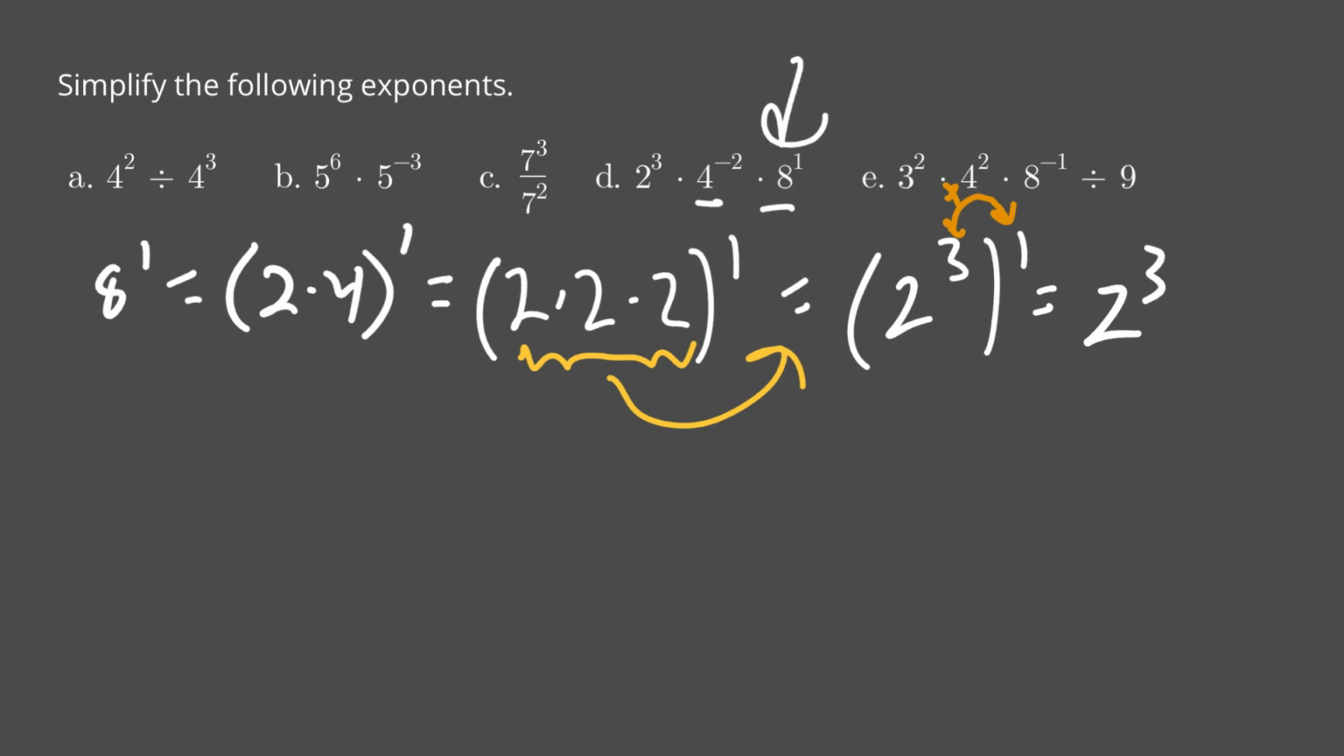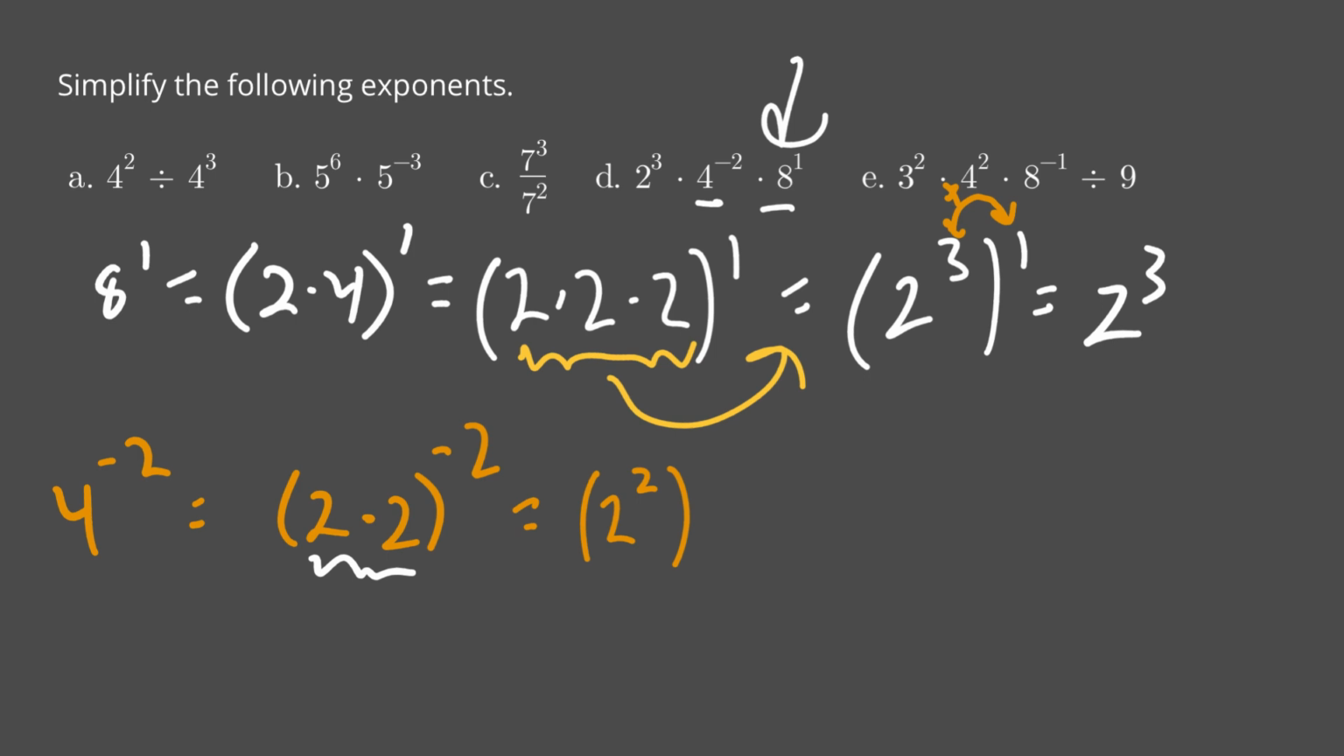Now let's address the 4 to power negative 2. We can do that in orange. 4 to power negative 2. To get started, we put the parentheses, the negative 2 stays on the outside, and then 4 can be rewritten as 2 times 2. Again, we notice that 2 times 2 can be rewritten in exponent form, so that will look like 2 to power 2, and the outside of the parentheses is a negative 2 in the exponents.